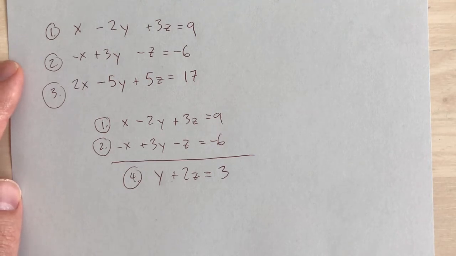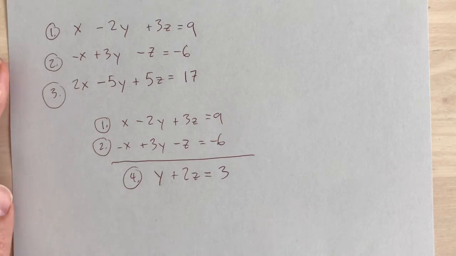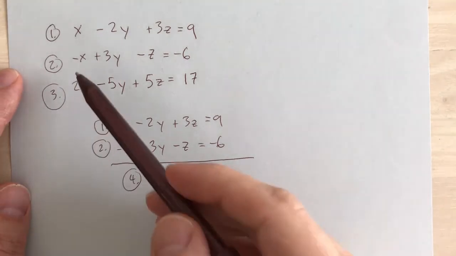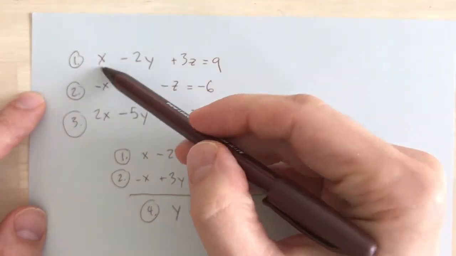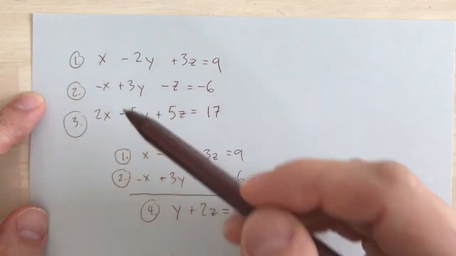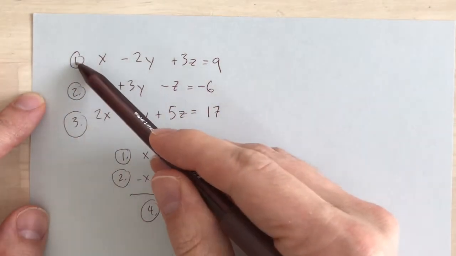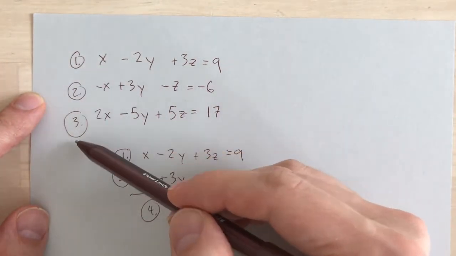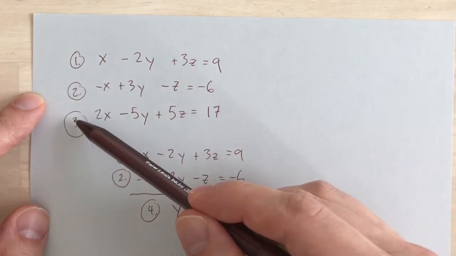I've combined two of the equations, and I've eliminated one of the variables. Now that I've eliminated x, we're going to create one last equation. We're going to call that equation 5, but we're going to do that by picking another pair of these original equations. I already used 1 and 2, so I can't use those two again, but I can use, for instance, 1 and 3, or I can use 2 and 3. Now I'm going to use 2 and 3.